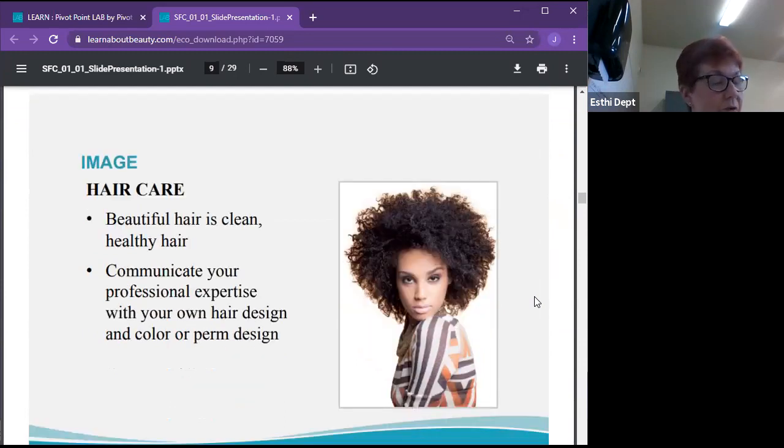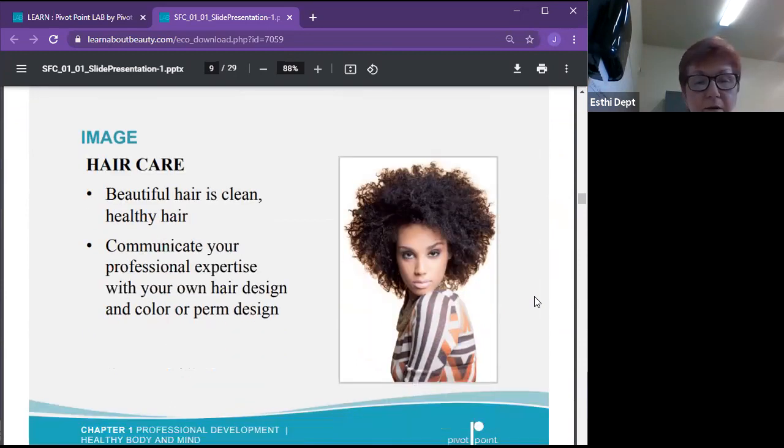Okay. So we're not going to put this in our book yet, okay? It's telling you the image that we put out for other people to see. Beautiful hair is clean and healthy, okay? Communicate your professional expertise because we are working on hair, okay, with your own hair design or color or perm. Those of you that have not done anything with their hair since they started, they've got this long, beautiful hair and they're going to keep it forever.